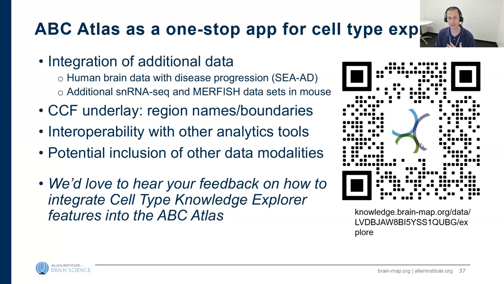This is right now focused on, of course, whole mouse brain, but we'll soon include additional human data from the Seattle Alzheimer's Disease project that I briefly mentioned a few slides ago. It'll also have additional ATAC-seq, additional RNA-seq and MERFISH data sets in mouse. They'll also be adding the CCF underlay soon, so you'll be able to see what the brain regions are and where their boundaries are.